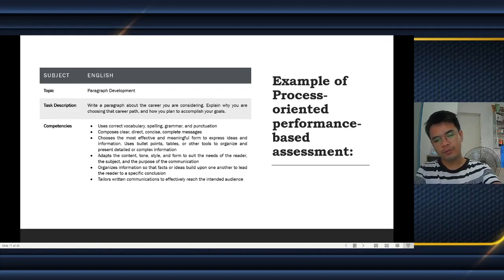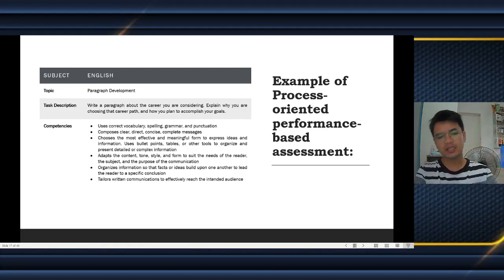So, ang dami mong competencies, and if you look at these competencies, okay, they are very specific, and they have best practices. Well, use correct. The word correct there tells us that it should be correct, okay, not just any type of vocabulary, but the appropriate vocabulary for the context of your statement. Composes clear, direct, concise, complete message. Chooses the most effective and meaningful form to express ideas and information.